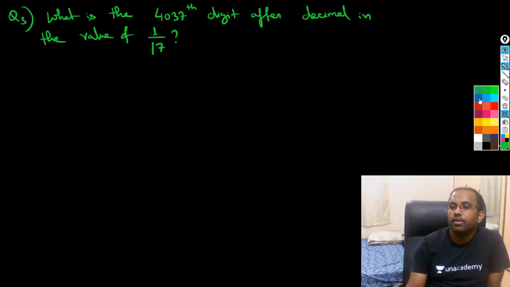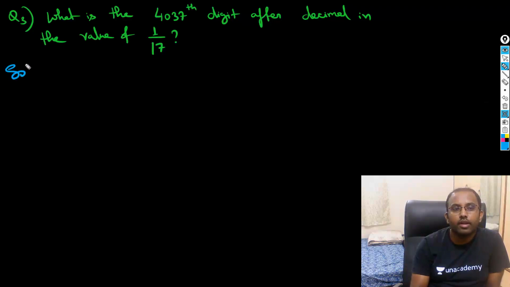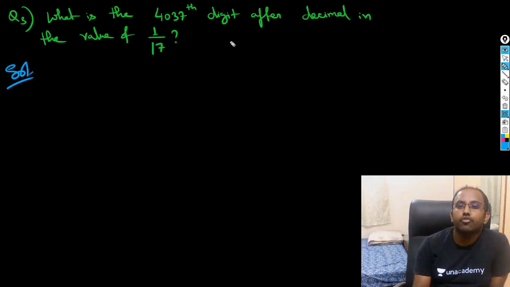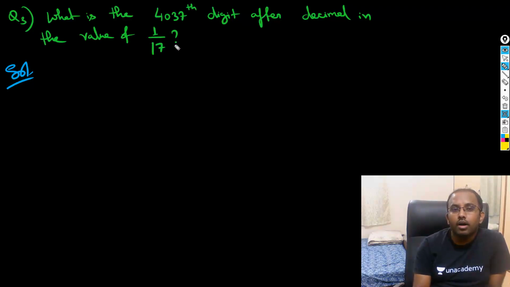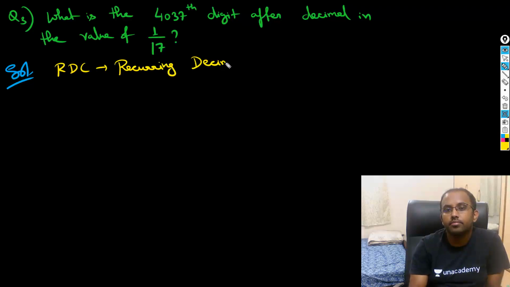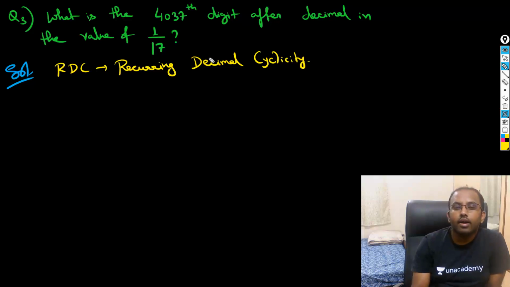Once I look at this value, what I can sense from here is, I want the 4037th digit here. So 4037th digit basically means I know that this is the fund of what? RDC. That's the fund of RDC, that is recurring decimal cyclicity. So what happens in this recurring decimal cyclicity?